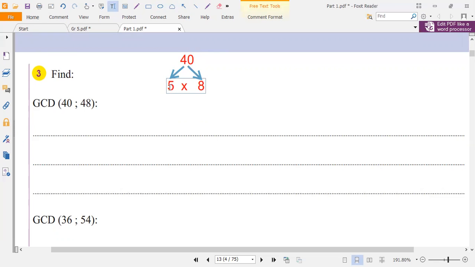Can we decompose the 5? No, but we can decompose the 8. The 8 can be written as 2 times 4. Now, can we decompose the 2? No, but we can decompose the 4. The 4 can be 2 times 2. So we write it 2 times 2.